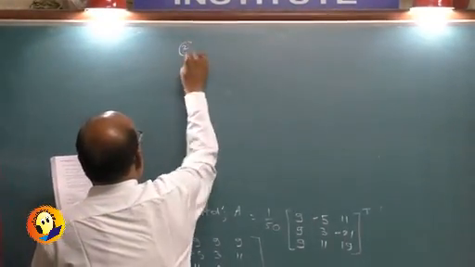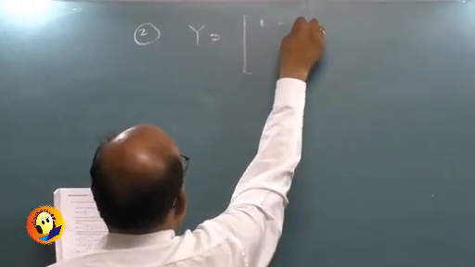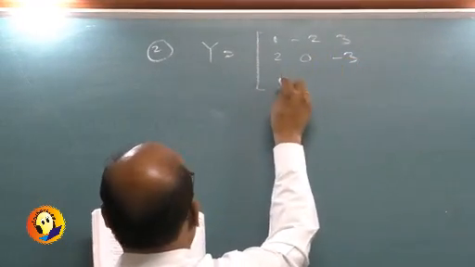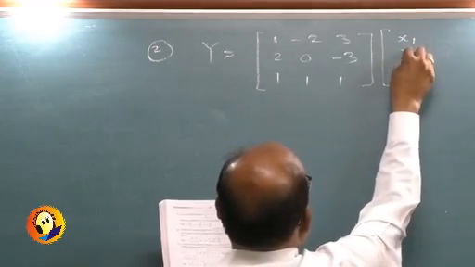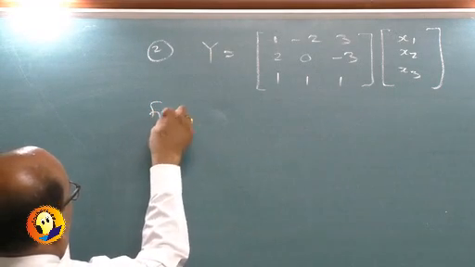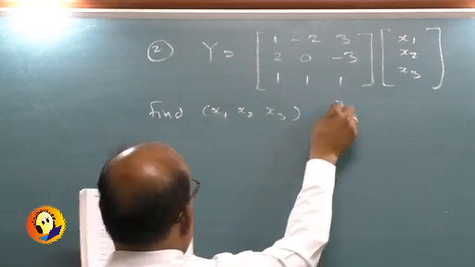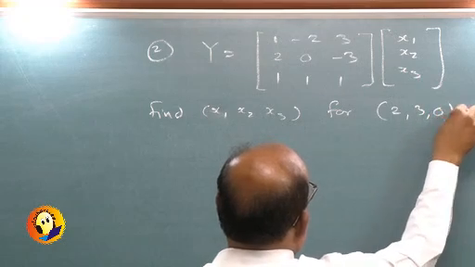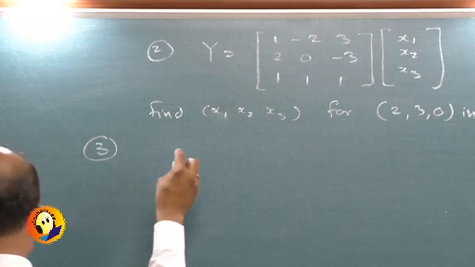So second problem, it is given as y equal to [1 -2 3; 2 0 -3; 1 1 1] times [x1 x2 x3]. Find x1, x2, x3 for 2 3 0 in y. It is exactly the same problem, but the next is different.